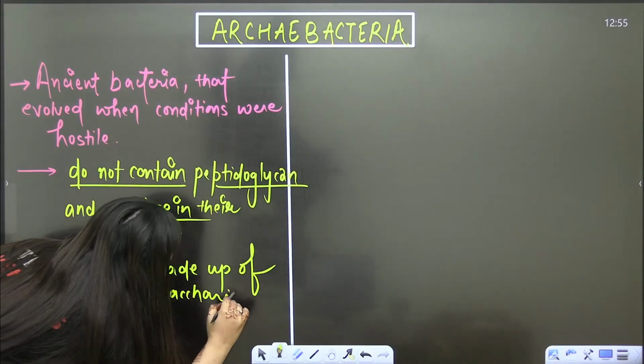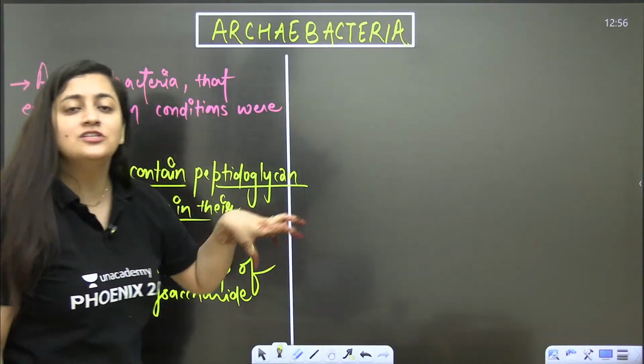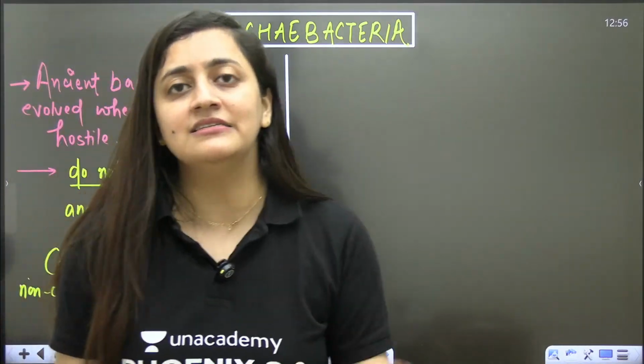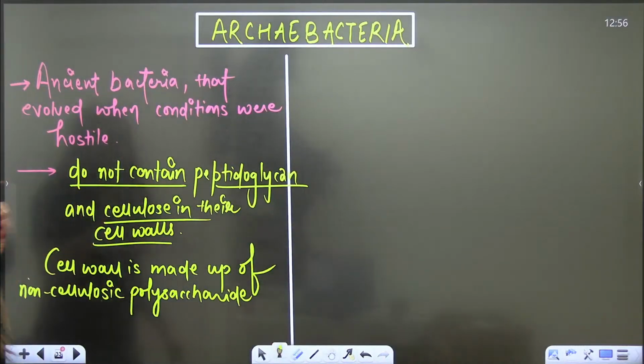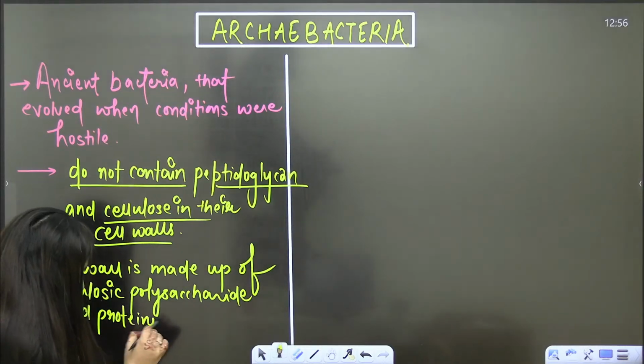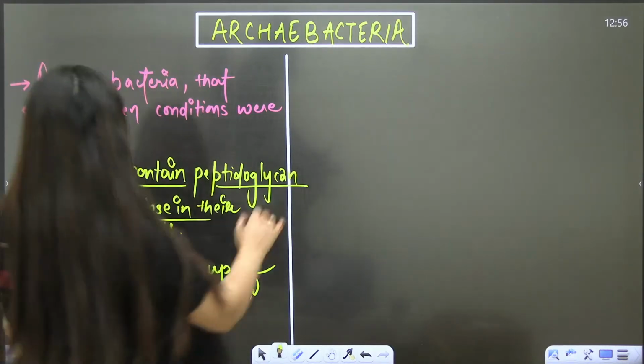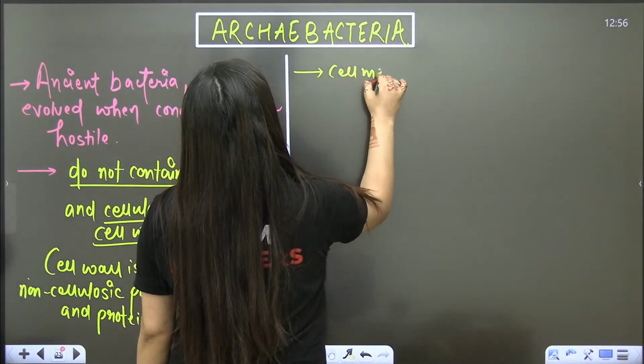The cell wall is made up of non-cellulosic polysaccharide, and doesn't contain these murines. Because their cell wall structure is different, it is also one of the reasons that they can survive in extreme habitats, but eubacteria cannot. There is also a difference in their cell membrane. The cell membrane has a monolayer of lipids. These differences are important, students.